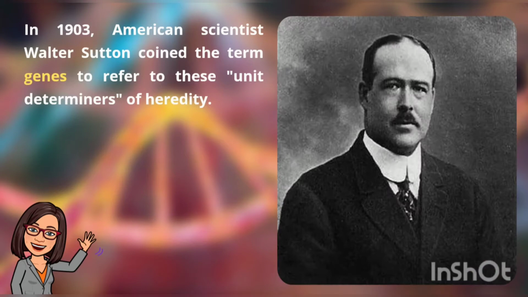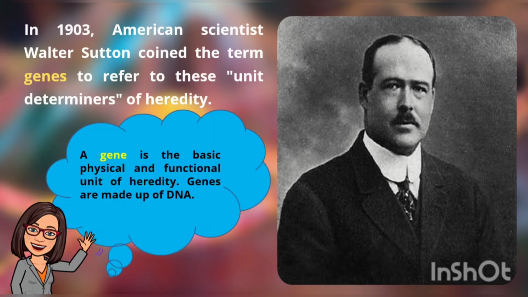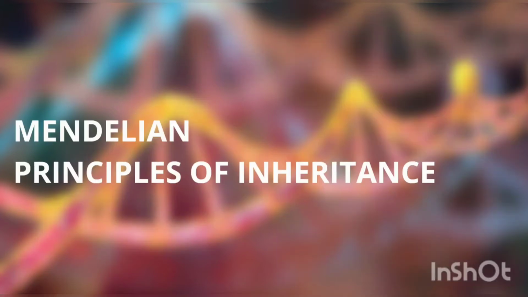In 1903, American scientist Walter Sutton coined the term genes to refer to these unit determiners of heredity. A gene is the basic physical and functional unit of heredity. Genes are made up of DNA. The Mendelian principles of inheritance.